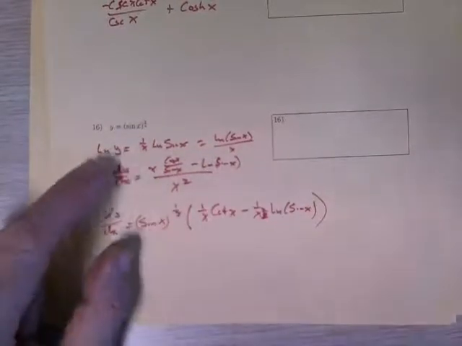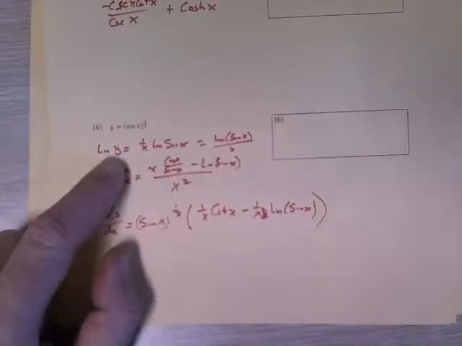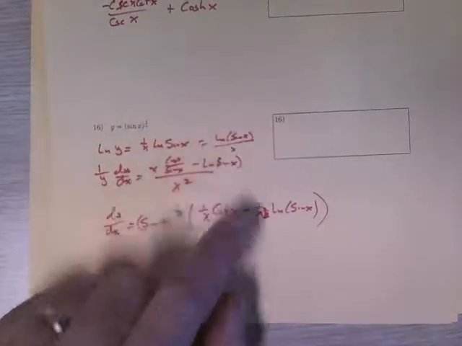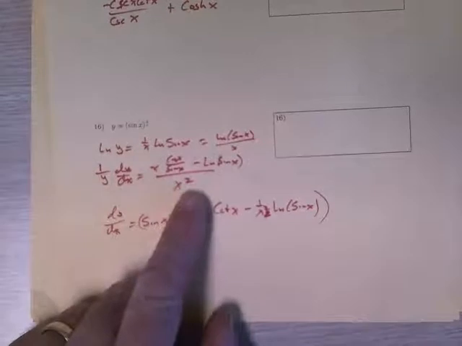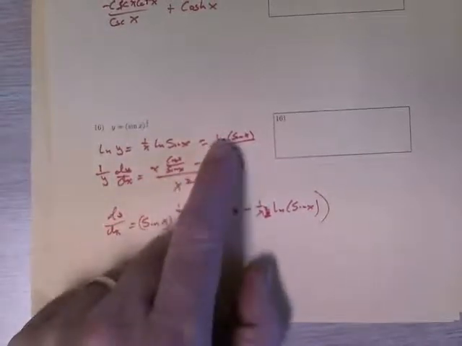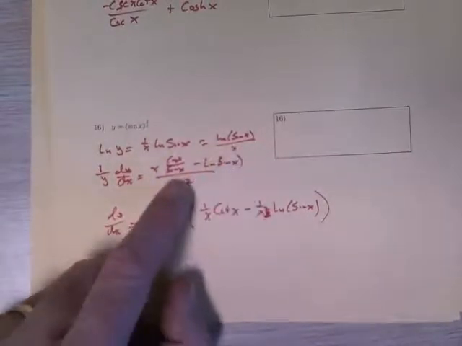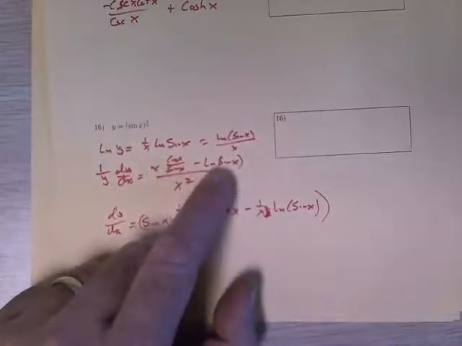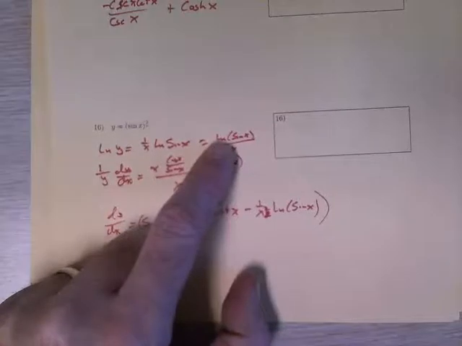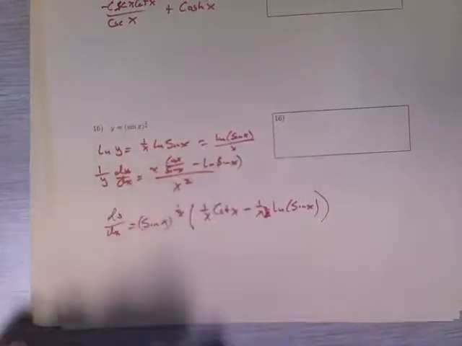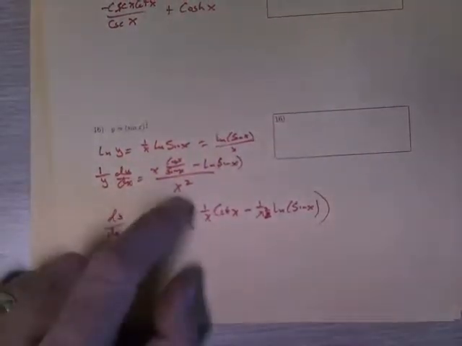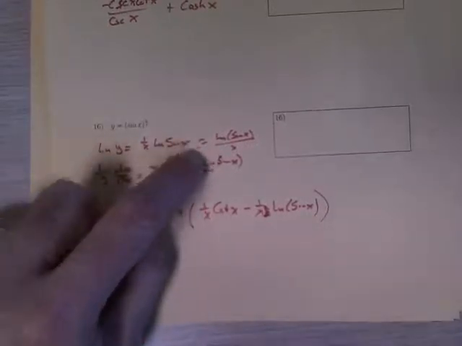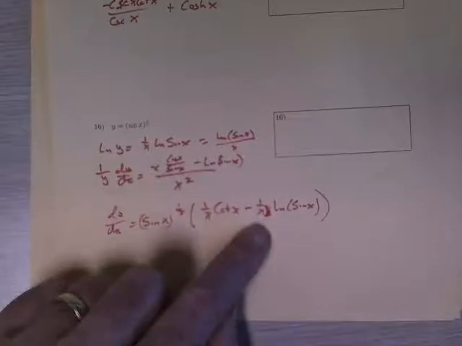So now when I implicitly differentiate, derivative of log y is 1 over y times dy dx, then the derivative of this is the quotient rule. So the bottom squared, bottom times derivative of the top, log of sine x. So that's 1 over sine x times the derivative of sine x, minus the top times the derivative of the bottom, but the derivative of the bottom is just 1. I then distributed the... So the x over x squared is just 1 over x, and the minus 1 over x squared is just the minus 1 over x squared.